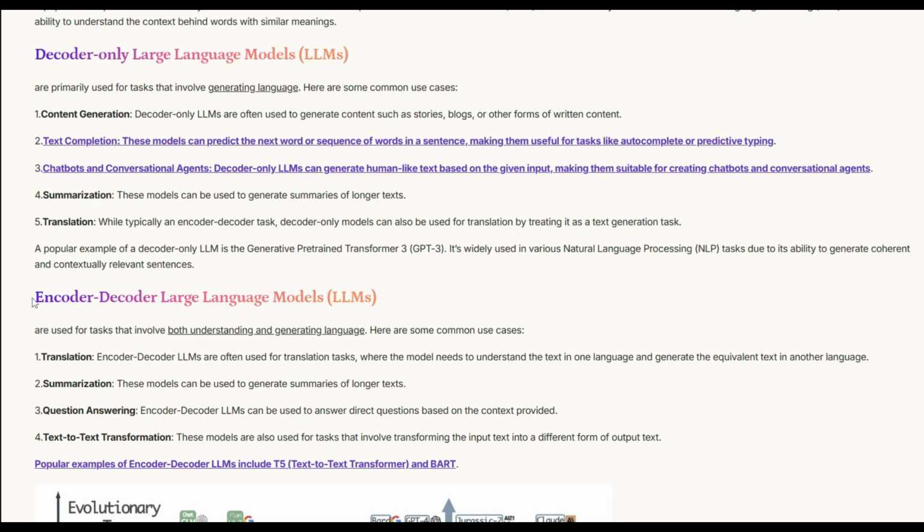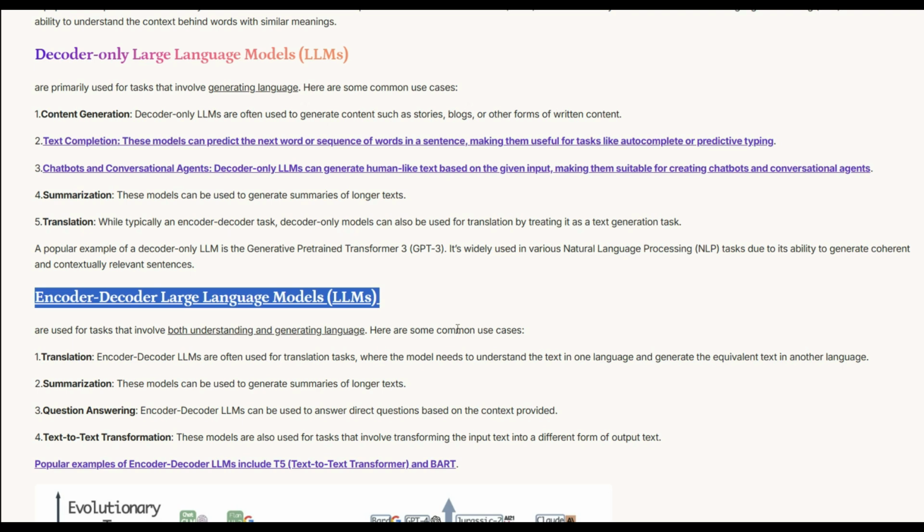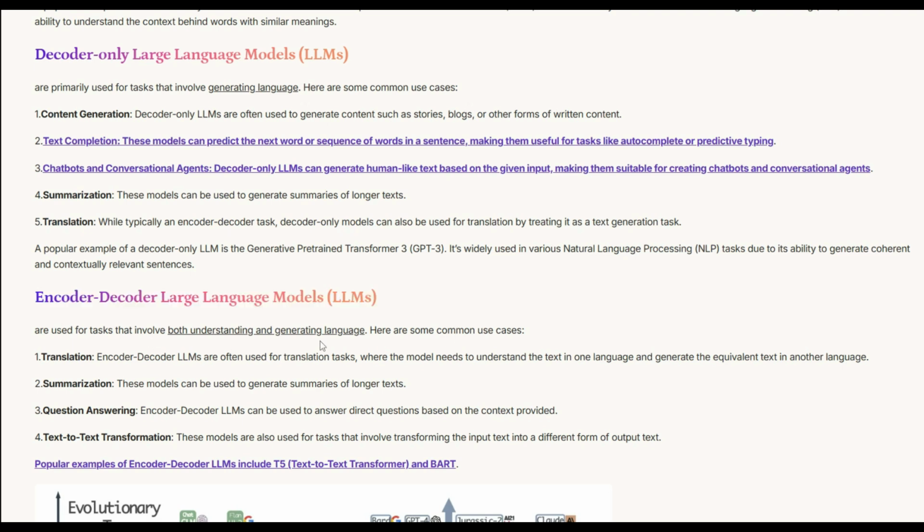Encoder-decoder. Large language models, LLMs, are used for tasks that involve both understanding and generating language. Here are some common use cases. 1. Translation. Encoder-decoder LLMs are often used for translation tasks where the model needs to understand the text in one language and generate the equivalent text in another language.